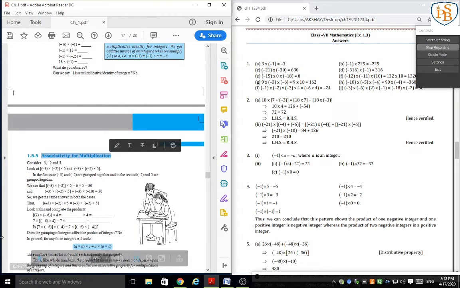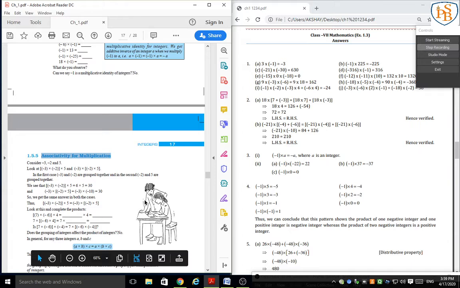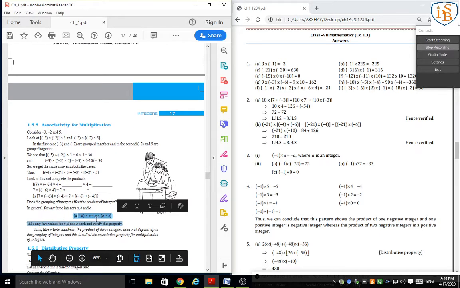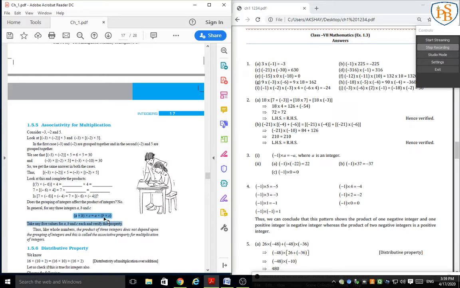Associativity of multiplication. Look at here. What is called associativity? That means the grouping of the numbers. Both sides of the equation carry the same numbers: here a, b, c, and here also a, b, c. But on the left-hand side they make a group of a and b for the multiplication, and on the right-hand side they make a group of b and c for the multiplication.